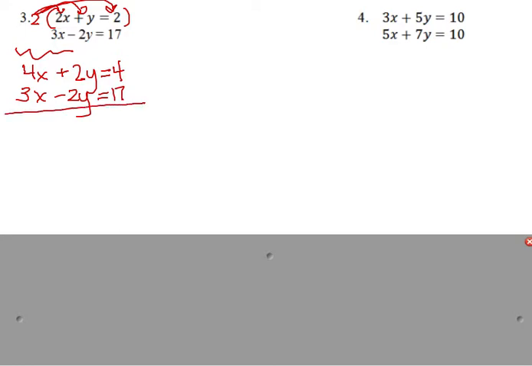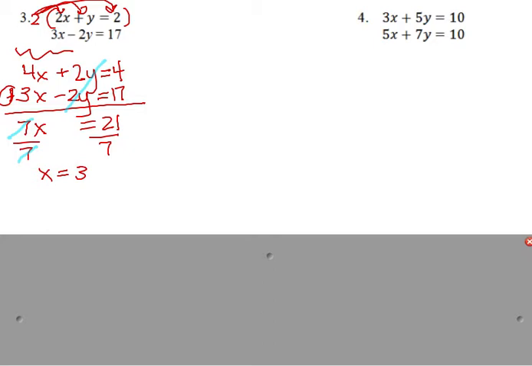So now if I add these two equations together, 3x plus 4x is 7x. Positive 2y plus negative 2y, those are going to cancel each other out, so my y's have been eliminated. So then this is equal to 4 plus 17, which is 21. So now I have an equation here that I'm able to solve by dividing both sides by 7. These cancel each other out, and I can say that x is equal to 3.